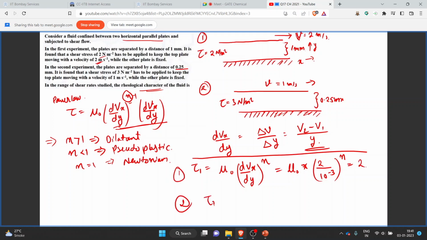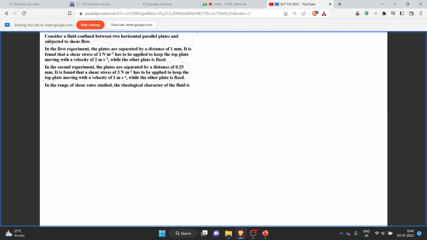Similarly for case 2, we can write this as mu naught, the velocity is 1 meter per second, for now the distance becomes 0.25 mm, that is 0.25 into 10 raised to minus 3, raised to n, is equal to shear stress, which is 3 Newton per meter square. Now we can take the ratio of 1 and 2. So we will have tau 2 upon tau 1 is equal to 3 upon 2 is equal to 1.5.